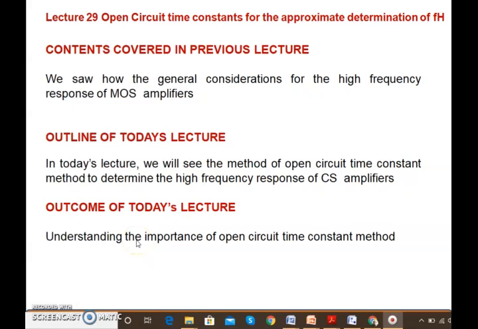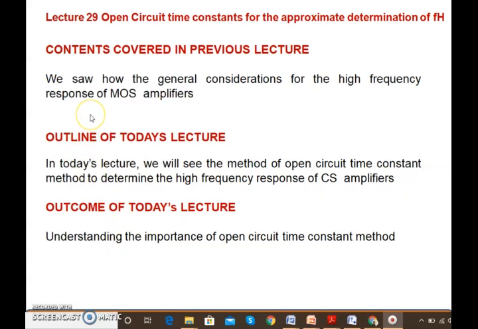Dear students, in today's lecture, we are going to see the open circuit time constants for approximate determination of upper cutoff frequency with respect to the amplifier configuration. Before proceeding further, let's figure out what were the contents that we covered in the previous lecture.